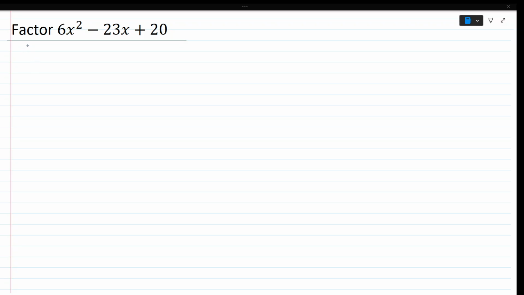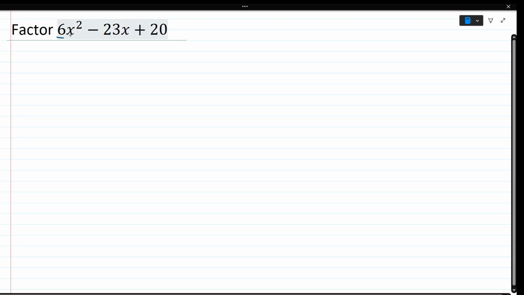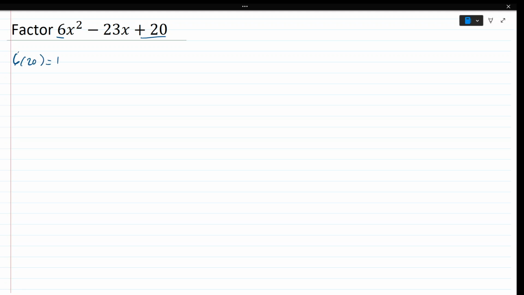So remember, the first thing to do is to multiply the leading coefficient times the constant. So that'll be the 6 times 20, so that'll be 120. And then we've got to find two numbers whose product is 120, whose sum is the middle coefficient of negative 23. Now, just to show you one way to find those pairs of numbers, because that's probably the most difficult step, is finding those pairs.